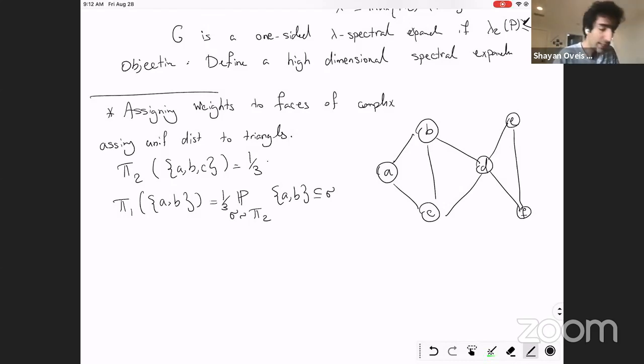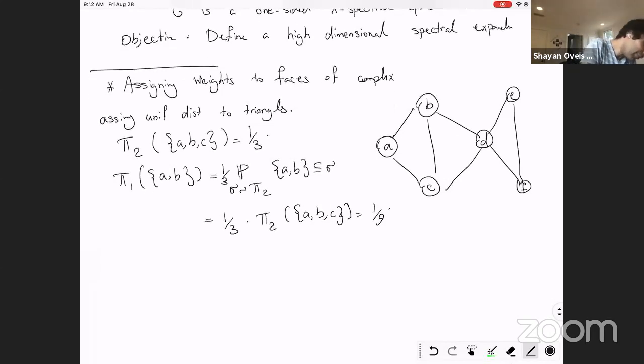Why do I get 1/3? 1/3 is the probability that I knock down a vertex. If you want to get from a triangle to AB, you need to knock down one vertex such that the remaining vertices are AB. So in this particular case, the probability of AB is exactly 1/3 times, there's only one triangle which gives me AB. That's the triangle ABC. So it's 1/3 times pi2 of A comma B comma C, which is equal to 1/9. So another example is the pi1 of say BC.